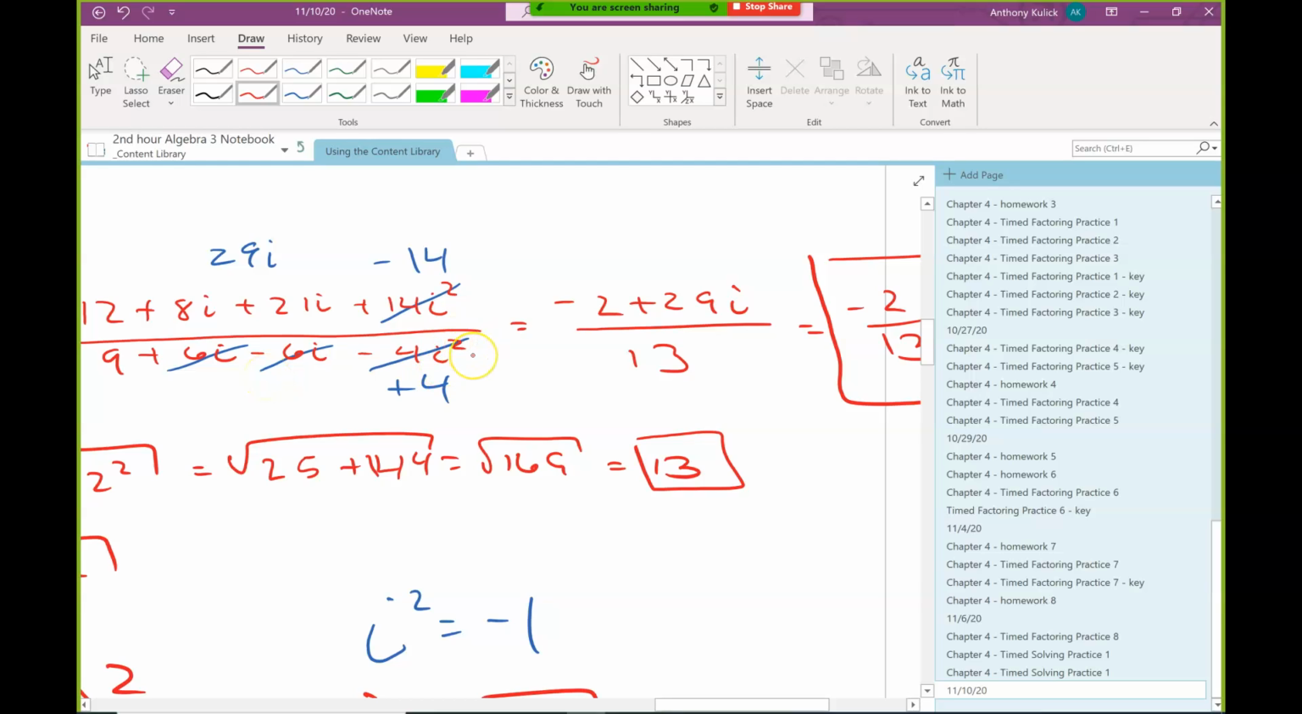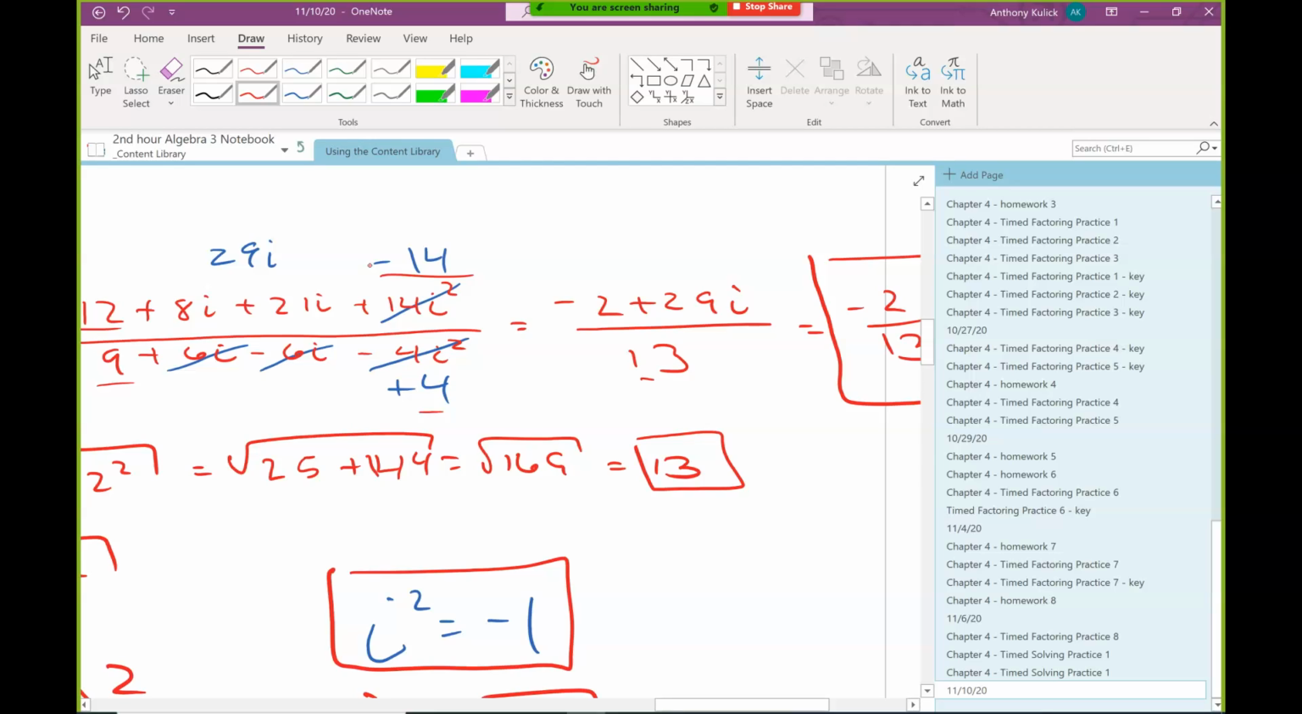And then I have to take care of the i squareds. So i squared is equal to negative 1. So 14i squared becomes just negative 14, and negative 4i squared becomes positive 4. So then I just took the 12 and added the negative 14 to it to get the negative 2, and the 4. 12 minus 14. Oh, yeah.